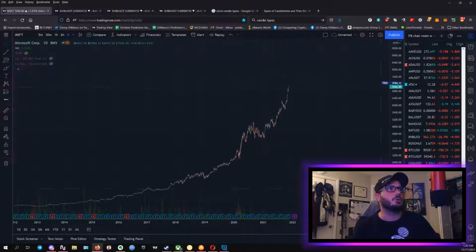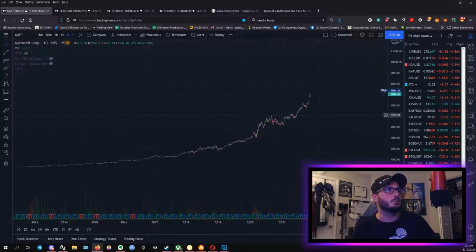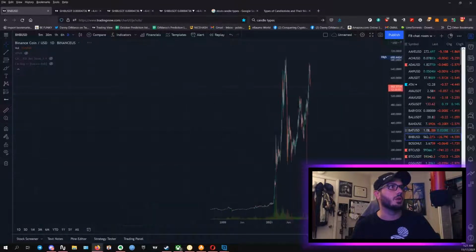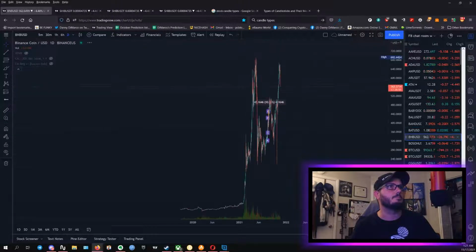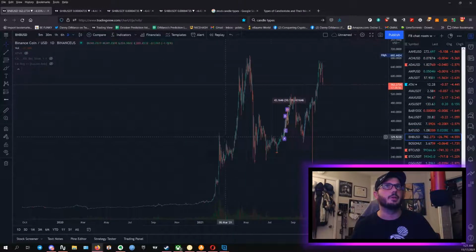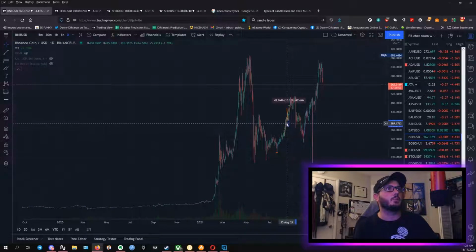Now this chart should look a little bit different. I'm trying to find something with more price action. Let's get one of these. There we go. Binance coin. Now you see how this has more up and down price action. Let's get a hold of where we're at and what we can do with BNB.